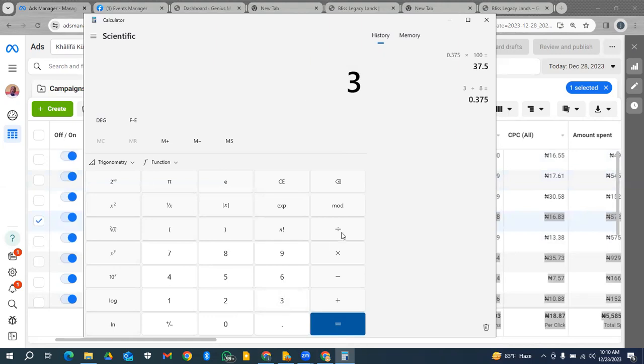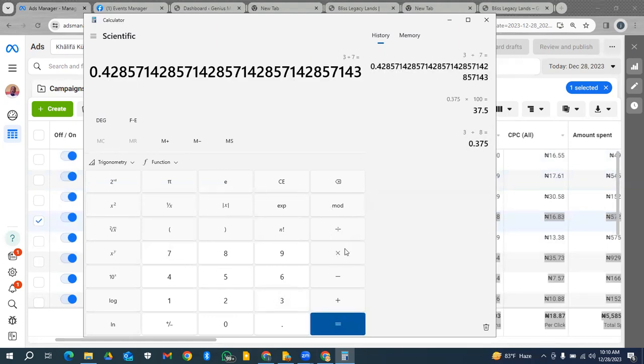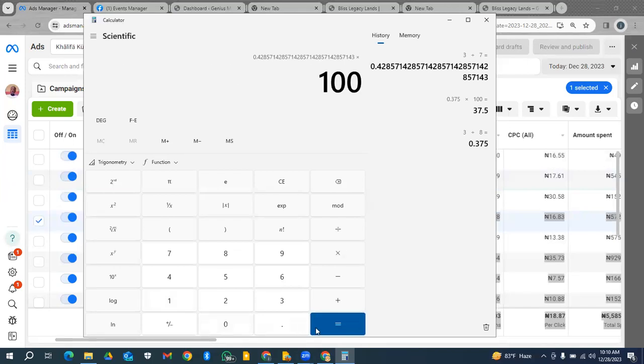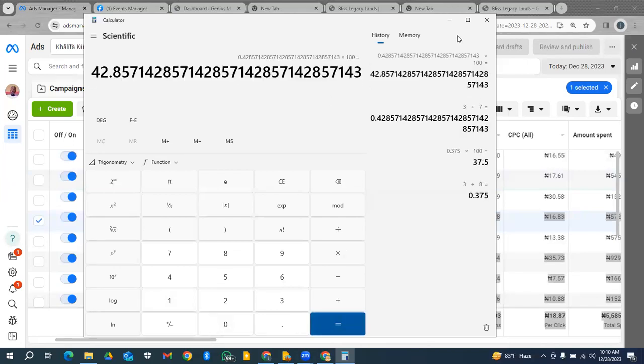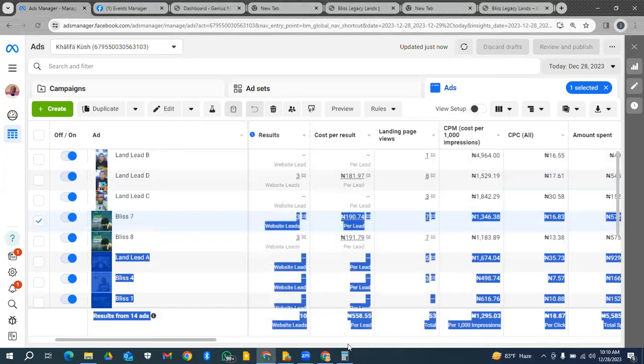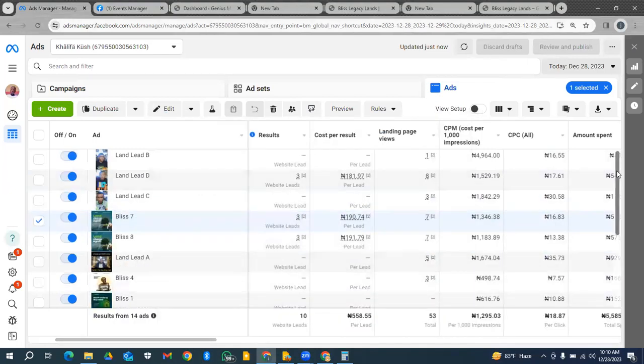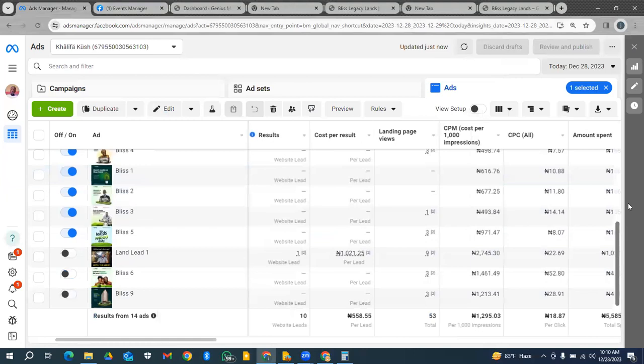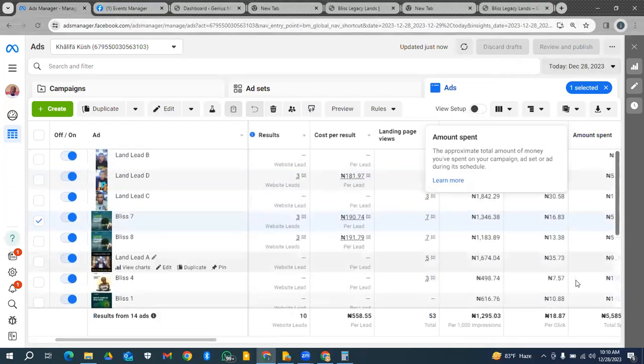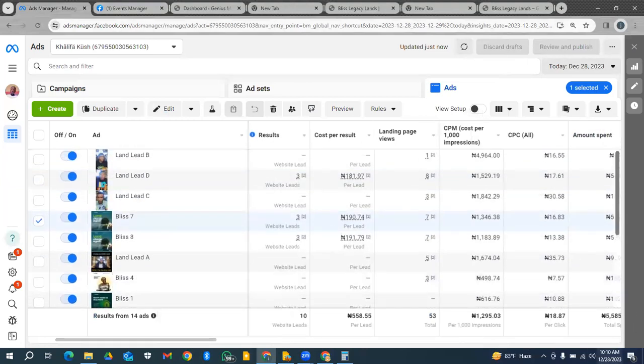Let's divide 3 by 7. That's 0.4 something times 100. So our page is likely going to be converting at a 40 something percent, not a 30 something percent, because right now it's still very early. This is morning, so definitely we do not know. By evening, you can get full details on whether the page is working properly.